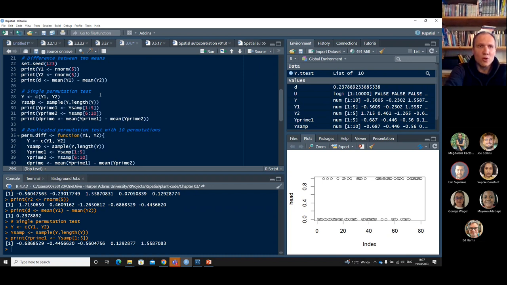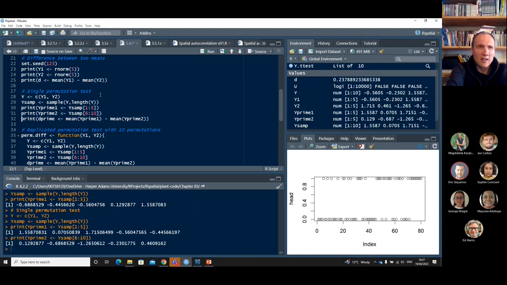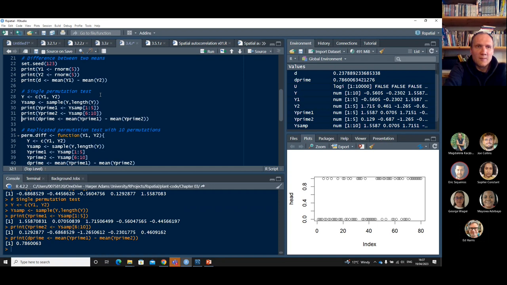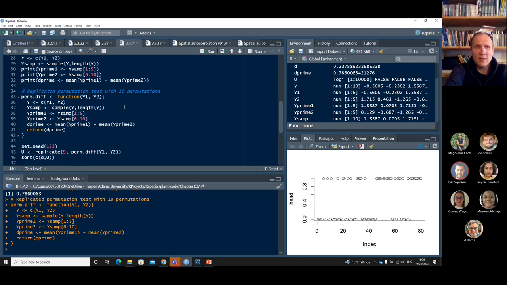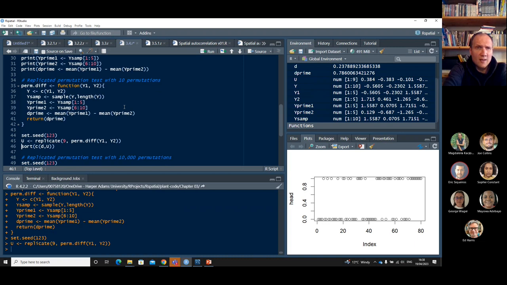So the sample is joined together here using concatenation. Then it is scrambled, so the order is random, and we split it between a sample of length from 1 to 5, and we're just taking the first and the second half of the sample. Let's run it again so that we know it's fine. Okay, and this is the difference of samples. And here we are doing it with 10 permutations. We're doing it 10 times. Return D prime. Okay, this is a function to do it 10 times and replicate it.